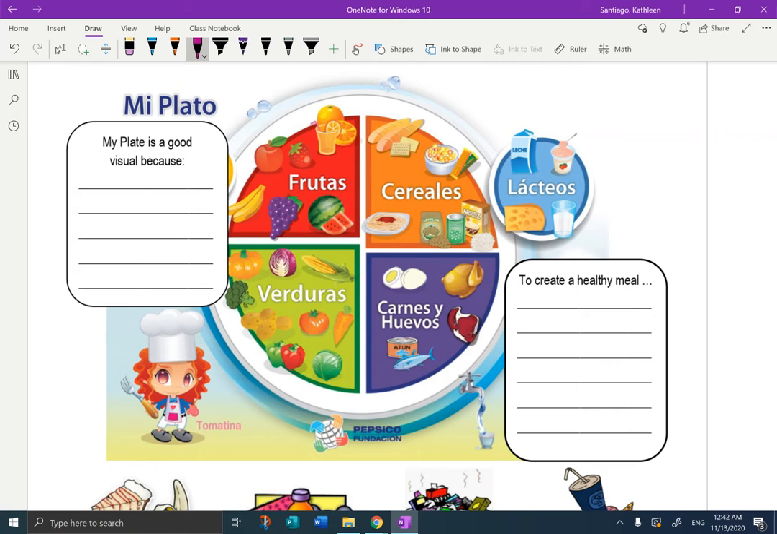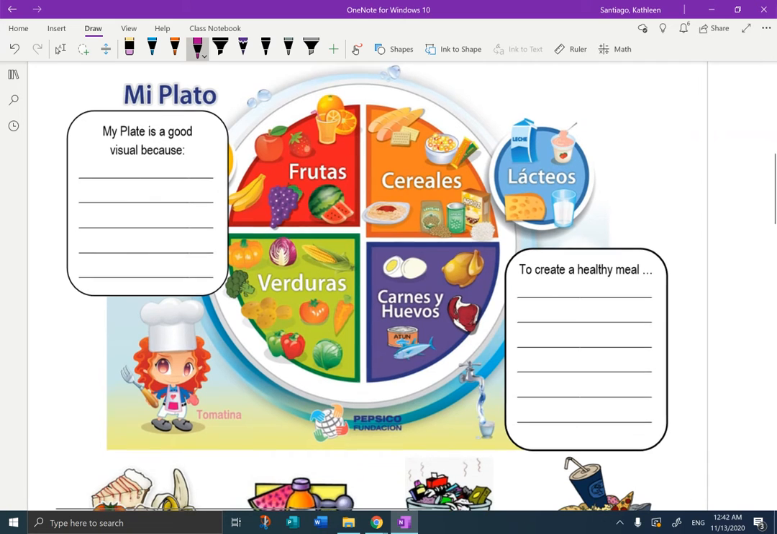Muy bien. So you have 2 questions to complete here in English. My plate is a good visual because, and that information, just bullet point out a couple of short ideas. Why is this a good visual to use? And then to create a healthy meal, what do you need to create a healthy meal as it relates to the My Plate visual? So please answer those 2 in English.